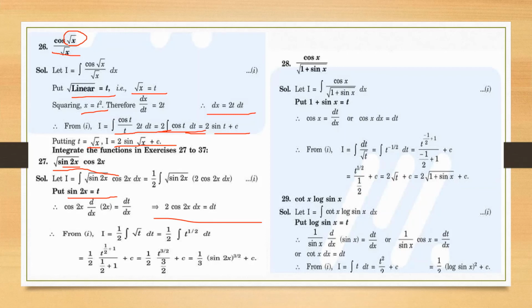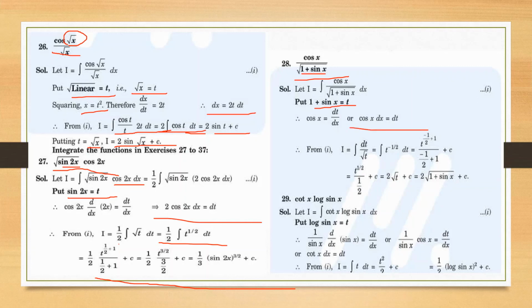Even if I don't remember to multiply and divide by 2, that is also okay. You can just put cos 2x dx as dt by 2, so automatically it will come as half. It is root t dt, so it is half t raised to power half, so you can integrate using the power rule. Next, cos x upon root 1 plus sin x. Put 1 plus sin x as t. cos x dx is dt, so it becomes dt by root t. Take t to the numerator as power minus half, and then you can integrate.